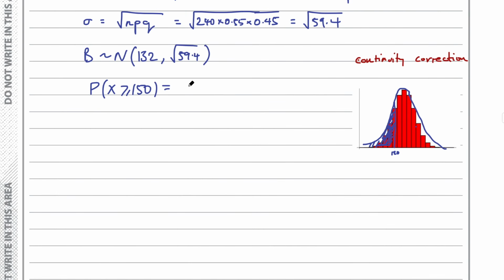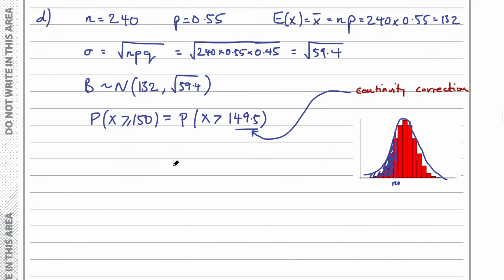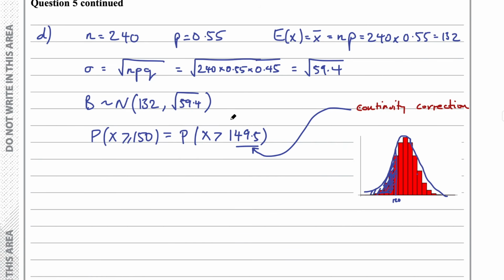But all of that is to say that we need to change this probability from greater than or equal to 150 to x being greater than 149.5. So it's no longer greater than or equal to, it's only greater than, and this is the continuity correction. Make sure when you're going from a binomial to a normal approximation, you're using that. Okay, so now we're looking for the probability that we're getting more than 149.5 in this normal distribution, and we can use our calculator for that. We can use the normal cumulative distribution function.